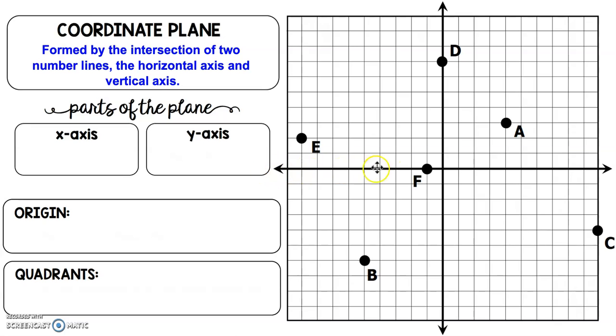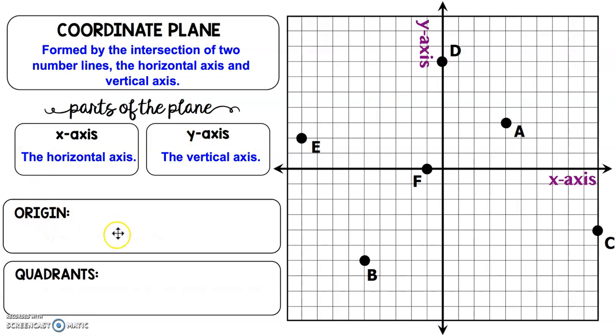So we have our horizontal axis here, that's a number line. We read the number line from left to right. And our vertical axis, up and down, we read that from bottom to top. So let's label what our axes are. The x-axis is the horizontal axis. So this axis here that goes from left to right is our x-axis. The vertical axis is our y-axis, which we read from bottom to top.